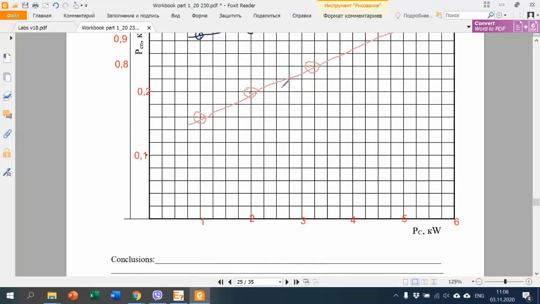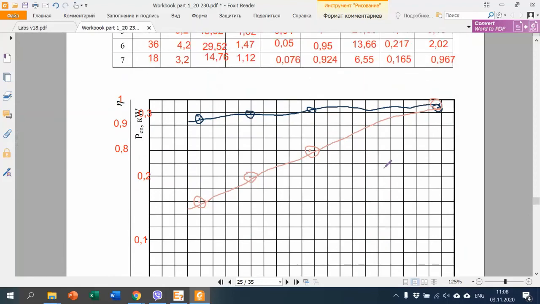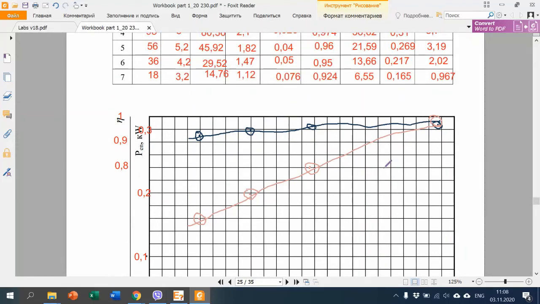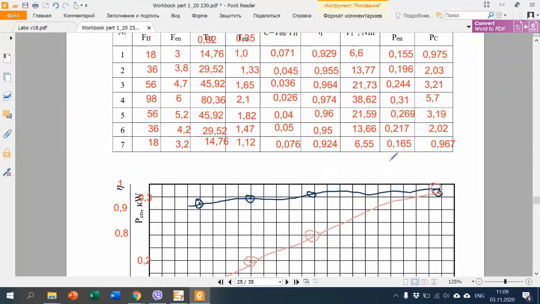So some words about conclusions, yeah? First, I told that this closed scheme gives us much cheaper, much cheaper than direct. It's first. So to create power of 6 kilowatts, we used only less than half a kilowatt.